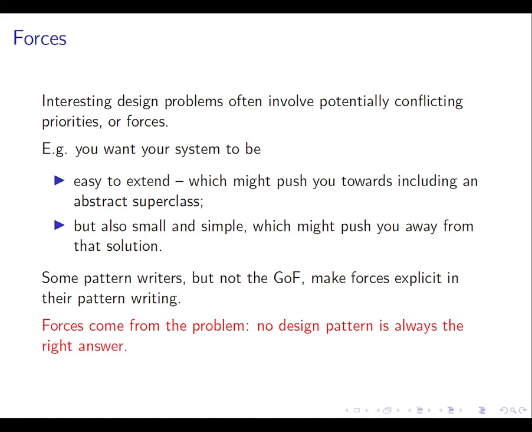So, for example, you want your system to be easy to extend, which might push you towards saying, I'll have an abstract superclass for this class I just invented, just in case I ever want to make a variant of it. But also you want your system to be small and simple without having more classes than you really need to have in your system. That might push you away from that solution. Okay, and so balancing that is all about saying, well, I'm going to include an abstract superclass if and only if there's a reasonable chance that I actually will want several different implementations of it, and not just for every class just in case. Okay, so this is kind of design sense, really.